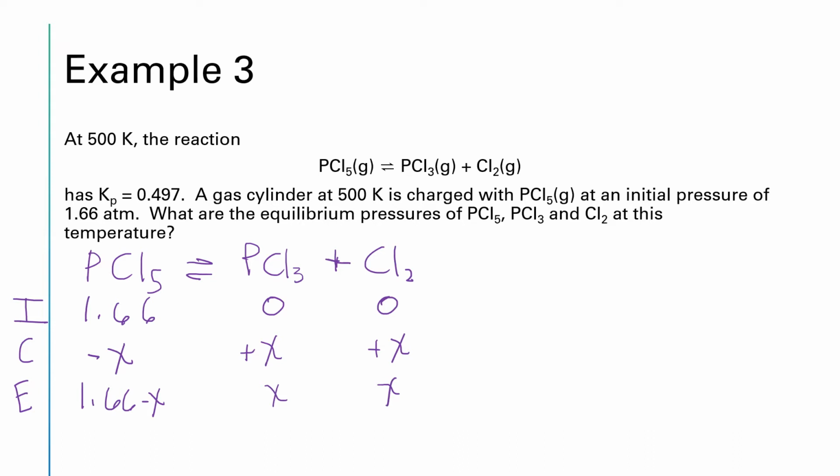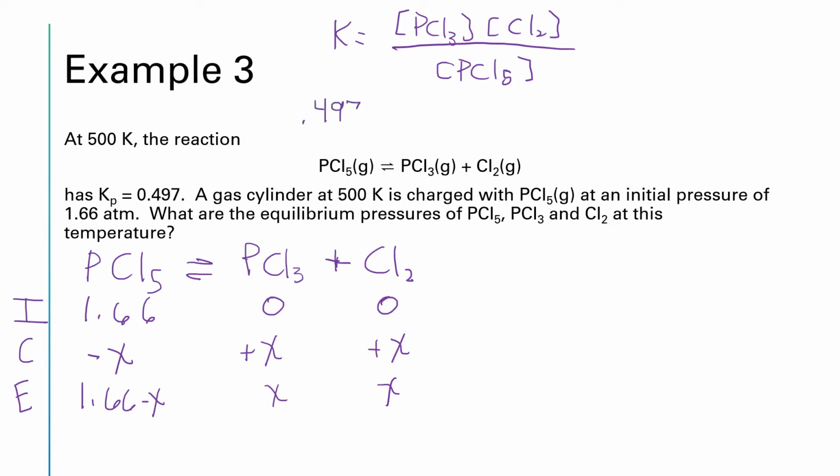If we look at our K expression, K will be equal to PCl3 times Cl2 all divided by PCl5 down there in the bottom. The number that we have for K is 0.497. The value that we have for both PCl3 and Cl2 is X. So X times X gives us X squared up top. And down in the bottom, we're going to have 1.66 minus X.